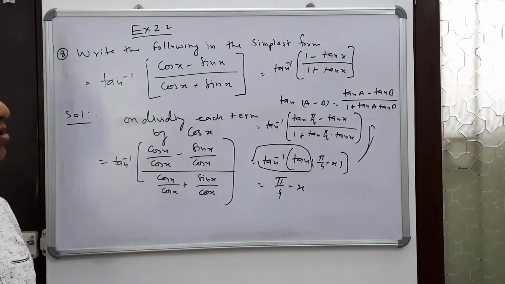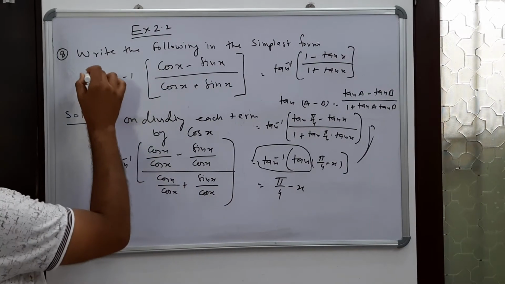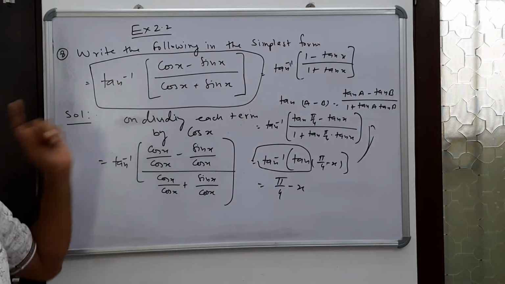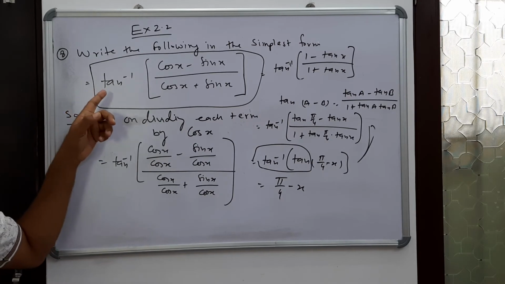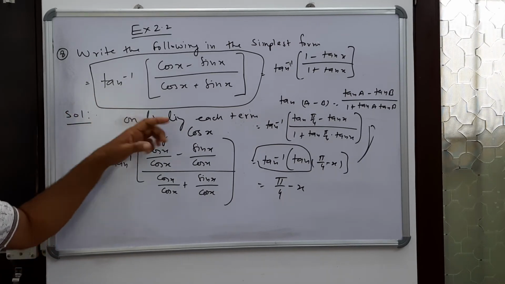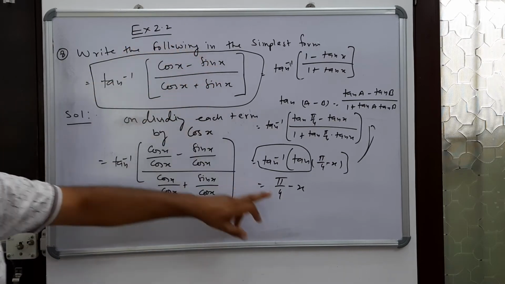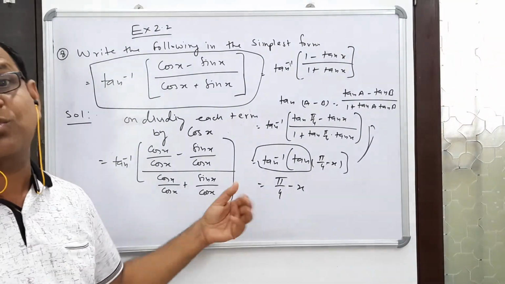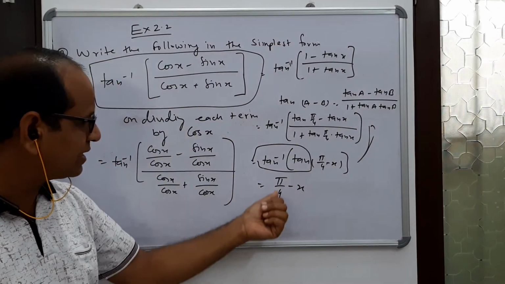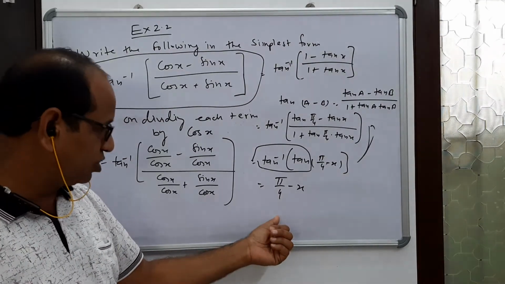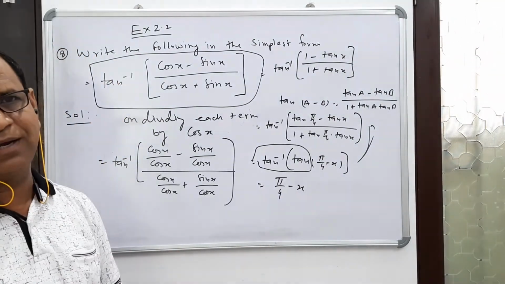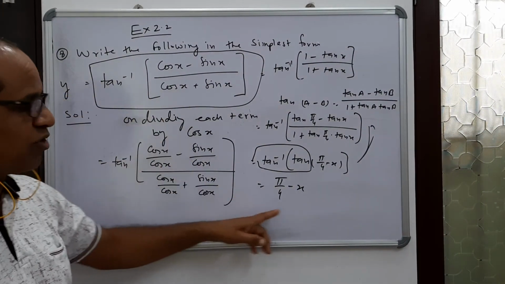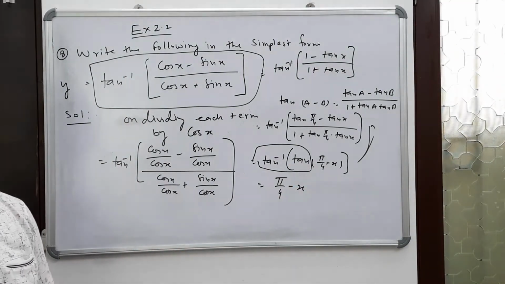Now what is the importance of this? See, as you have read the derivative in the 11th class, if I ask you to find the derivative of this part, then it is very difficult for you, and you may not even know the formula of tan inverse. But if you convert this in the simplest form, these two are the same, then finding the derivative of this is quite easy. The derivative of this part: pi by 4 is a constant, so it is 0, and minus x will be minus 1. So if I ask you that if y equals this, find dy by dx, then the answer will be minus 1.